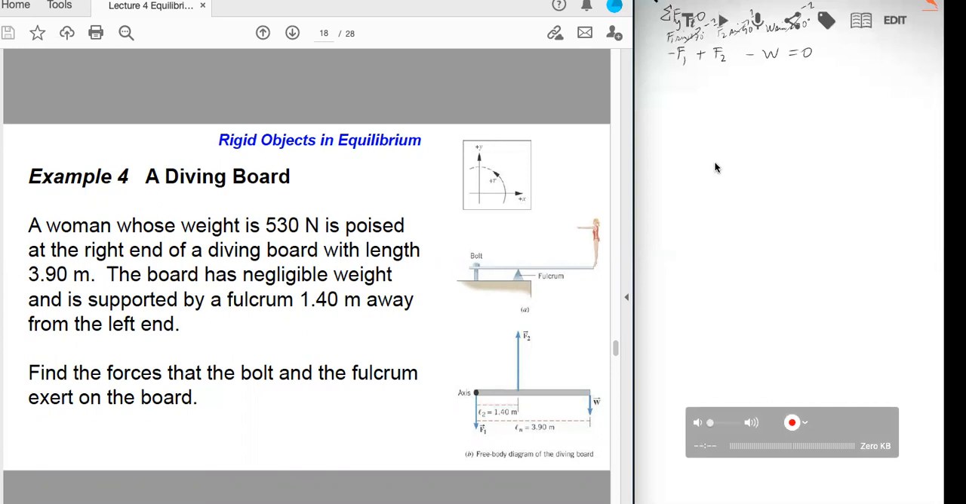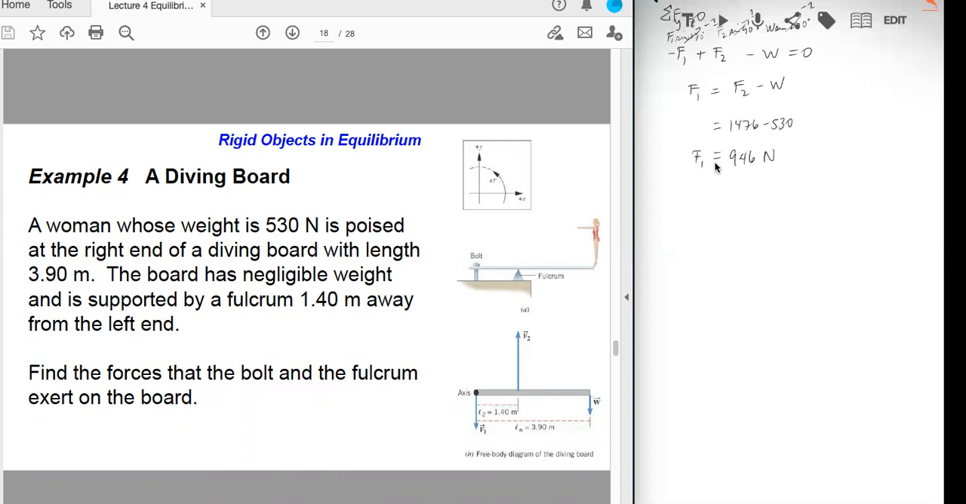Now the values are given. When you move F1 to the other side, F1 is equal to F2 minus W. We already know the value of F2, 1476 minus 530 newton. So F1 is equal to 946 newton. So, I hope this is right.